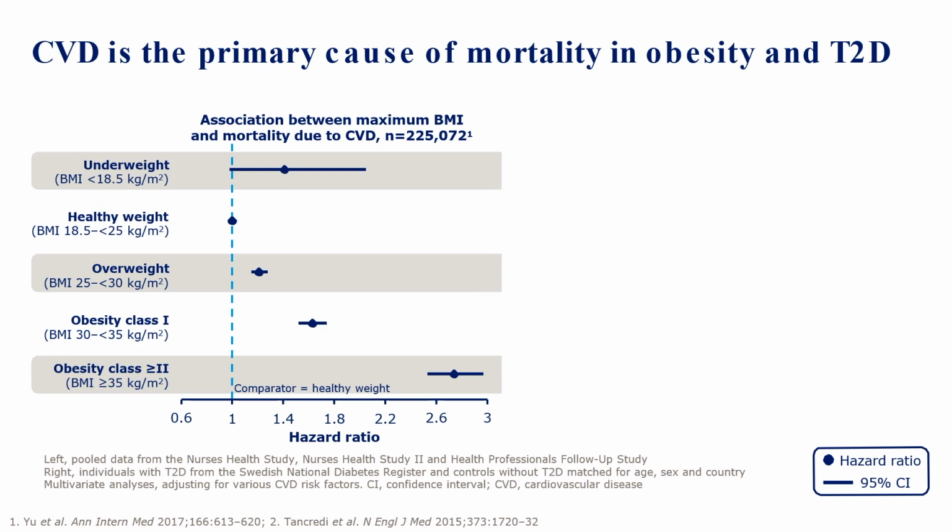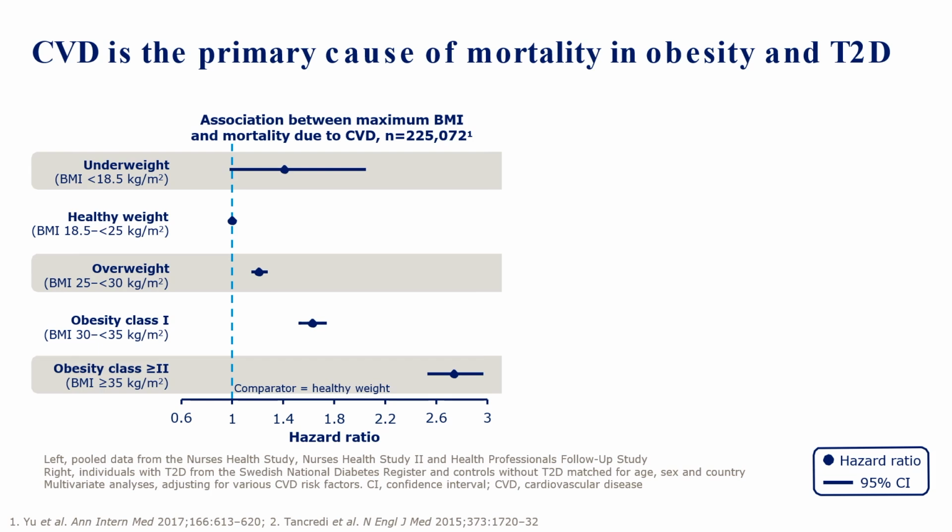And what is abundantly evident is that cardiovascular disease is the primary cause of death in those people who are obese and with type 2 diabetes. And what you can see here is what I call a forest plot. On the right of the dotted line, which is 1, there's an increase in death. To the left of that line, there's a decrease in death.